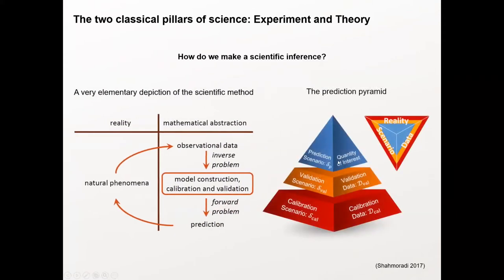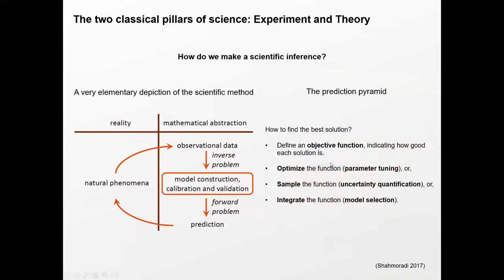More specifically, we could represent this entire workflow in a hierarchical pyramid, the right face of which represents data, the left face of it represents scenario or model, and the rear side is reality, which we never know because of the obfuscations and contamination with errors and noise. And then each level in this pyramid represents one stage in the modeling process. So the bottom part is the calibration scenario and calibration data. We combine the two, and then we validate this constructed model via validation data, and then we make a prediction under the prediction model, and we basically predict the quantity of interest in our problem.